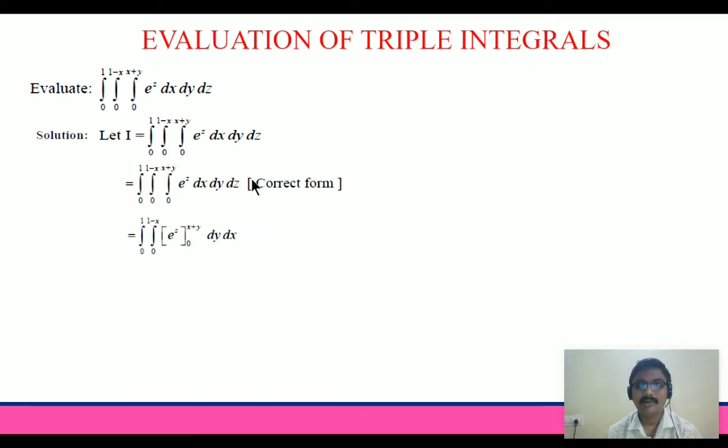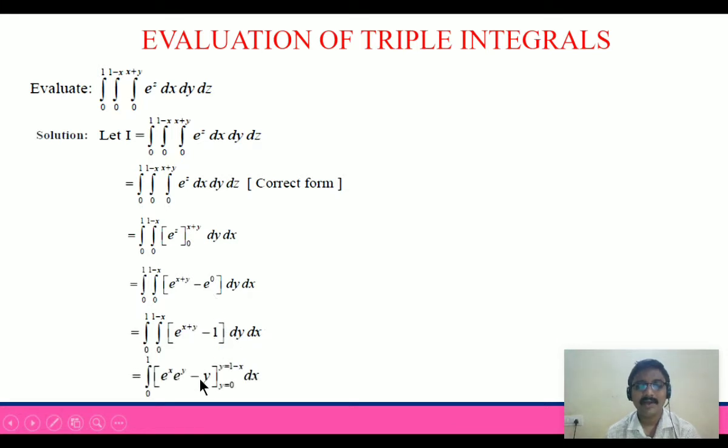Now we have to integrate first with respect to z. While integrating with respect to z, we have to keep xy as constant. E power z integration is e power z. Substituting upper limit as x plus y and lower limit as 0. Now clearly the triple integration sum now becomes double integration. Now while integrating with respect to y, we have to keep x as constant. E power x plus y integration is e power x plus y. E power 0 is 1.